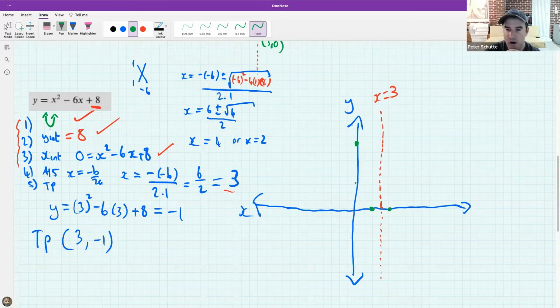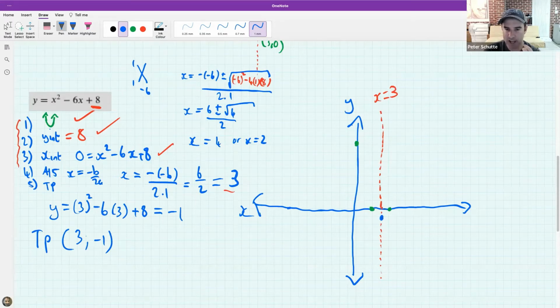Now, notice how I still haven't labeled my turning point. My turning point was at 3, minus 1. So I go 3 across, but I know it's on the axis of symmetry. I go down by 1, and there is my turning point. So I've labeled what I call all the important points. It's now time for me to put in my shape.